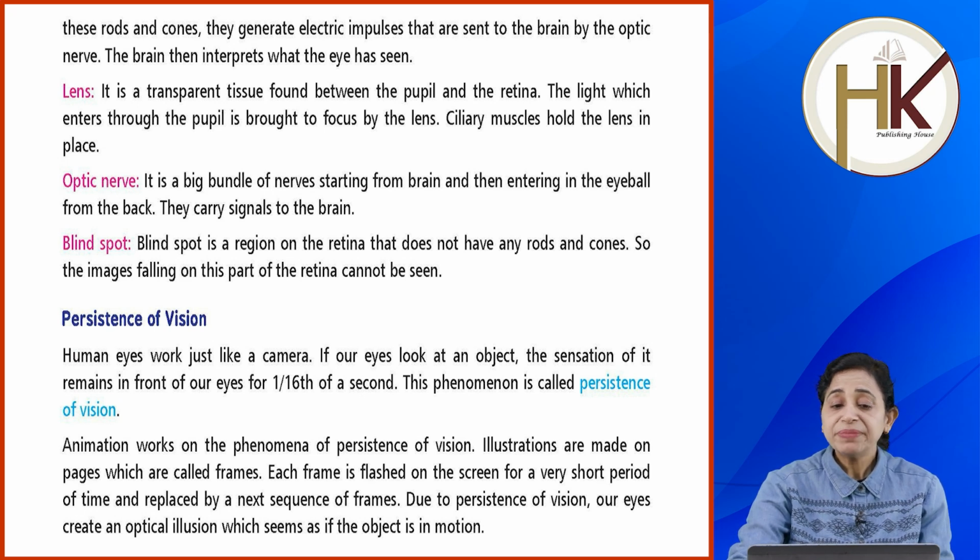Illustrations are made on pages which are called frames, and each frame is flashed on the screen for a very short period of time and replaced by the next sequence of frames. Due to persistence of vision, our eyes create an optical illusion which seems as if the object is in motion.